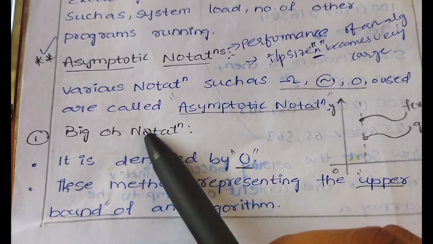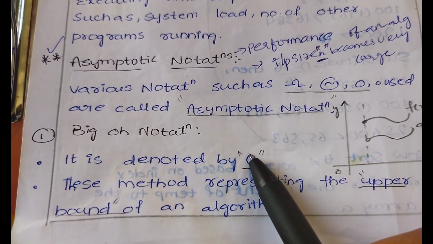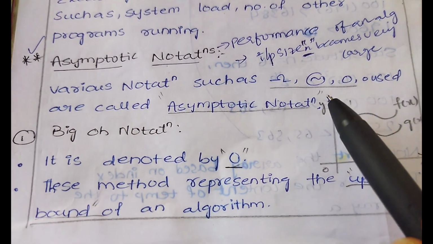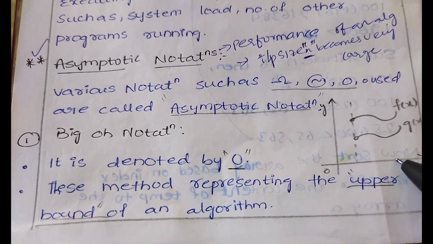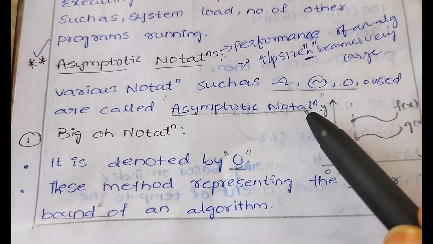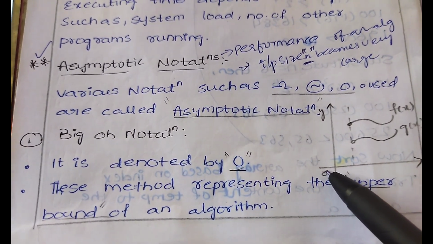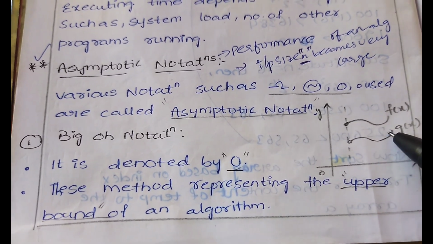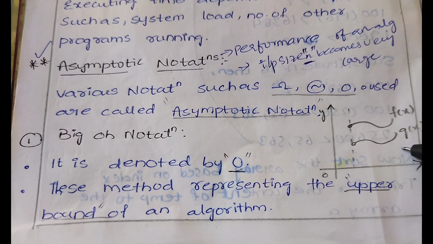The first type is big O notation. It is used with the big O symbol. It is a representation of the upper bound of an algorithm. On the graph, we have the x axis and y axis, and this is the representation of the origin. f of x and g of x will be the upper bound in a graph representation.